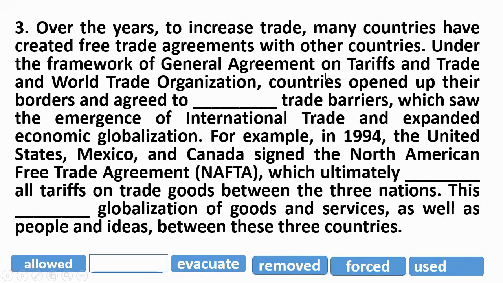So, which ultimately there were some barriers. Along with the grammar, you also need to understand the gist of the paragraph. There were some barriers. After the agreement, those barriers were a verb. A verb has to come, but the verb which matches the context is removed. And then all tariffs were removed between these three nations. This again allowed globalization. Evacuate globalization doesn't go well. Forced globalization, no. Used, no. So what matches best is allowed. So the first one is, since I have the word to, a verb in base form, that is remove. Removed, allowed.